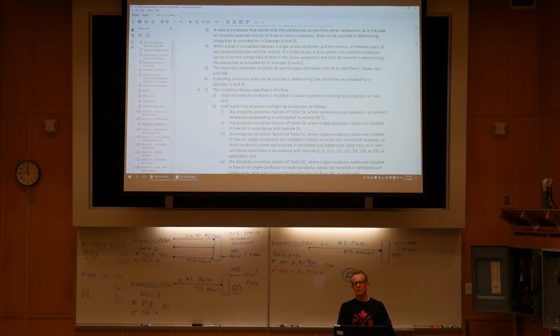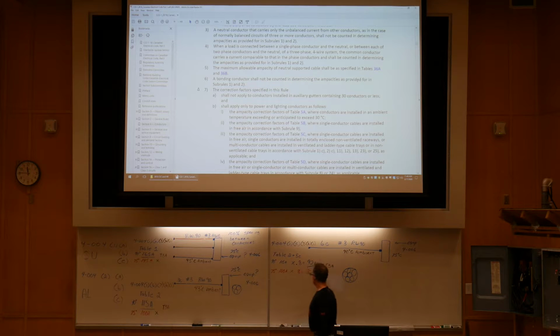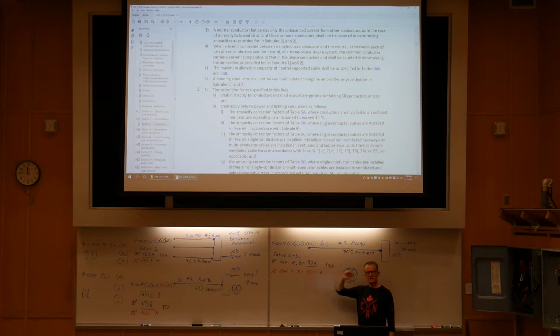So now, in first year, you should be required to use table 1, table 2, and table 5C, as well as the derating factors of table 5A. So let's take a look here. It says here in 4-004, subrule 7, the correction factors specified in this rule shall not apply to conductors installed in auxiliary gutters containing 30 conductors or less, and B, shall apply only to power and lighting conductors as follows.